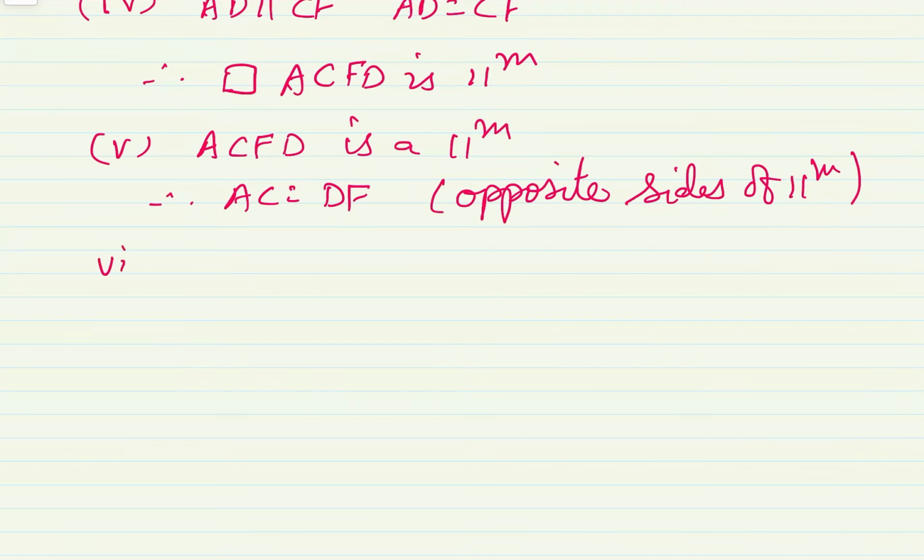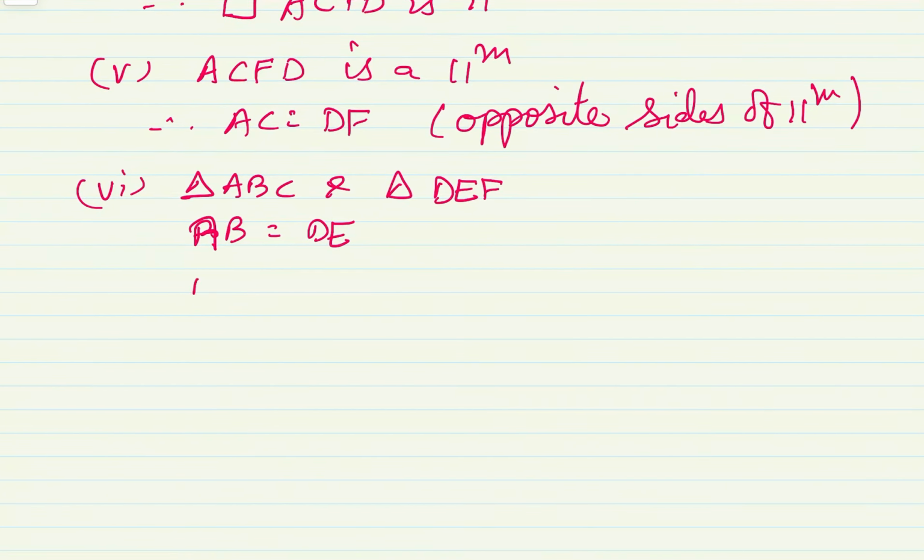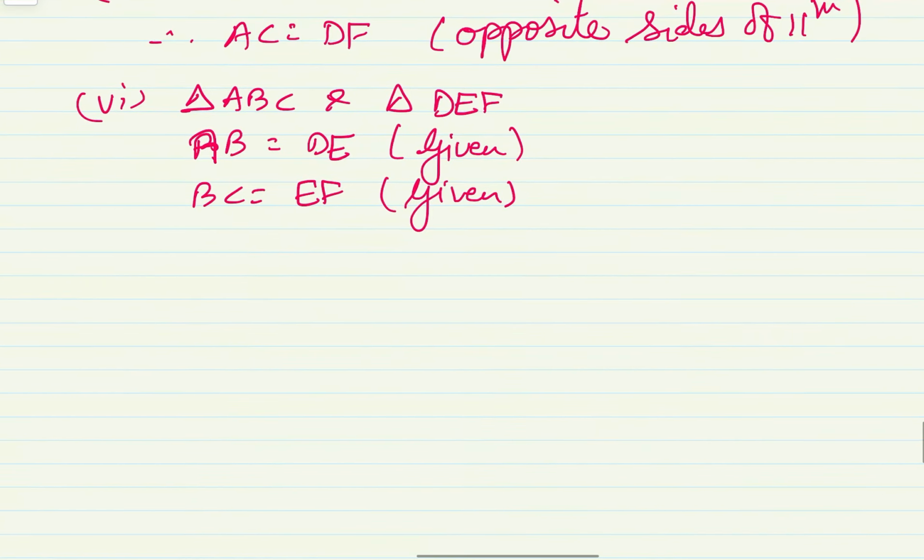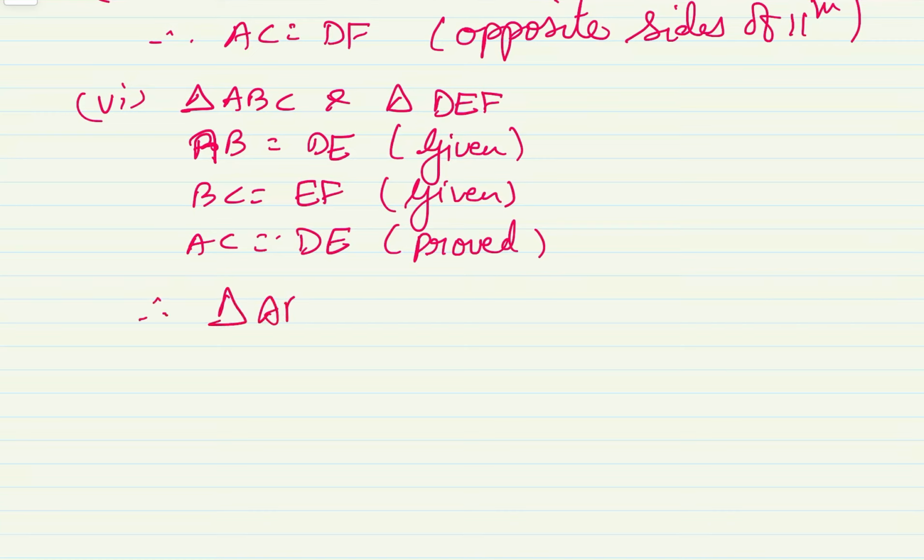And sixth one, triangle ABC and triangle DEF. We have AB equal to DE and BC is equal to EF. This both are given to us. And AC is equal to DF, that is already proved. Therefore, triangle ABC is congruent to triangle DEF by SSS congruency.